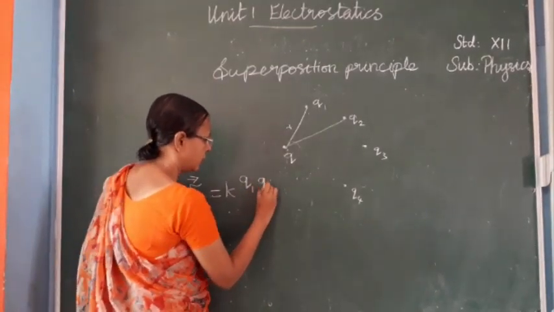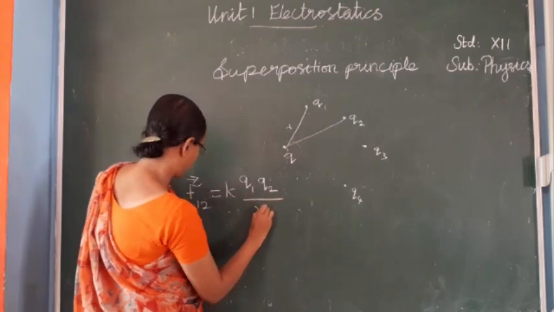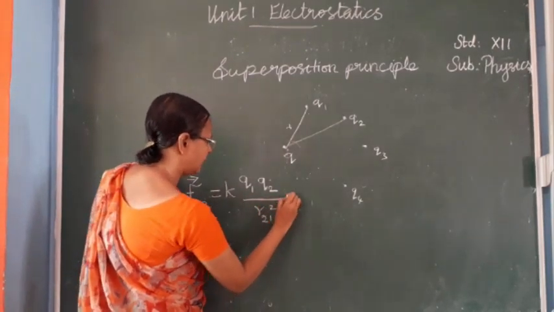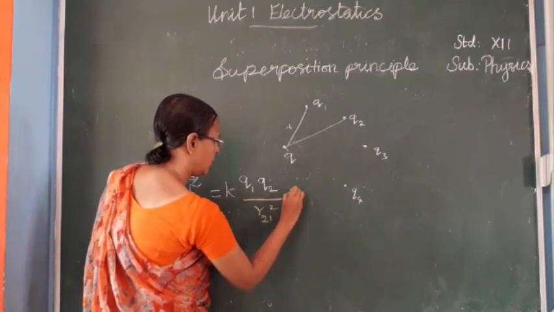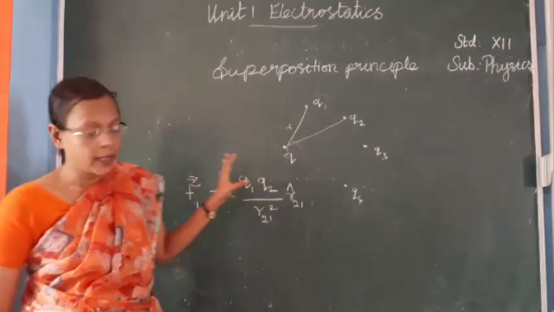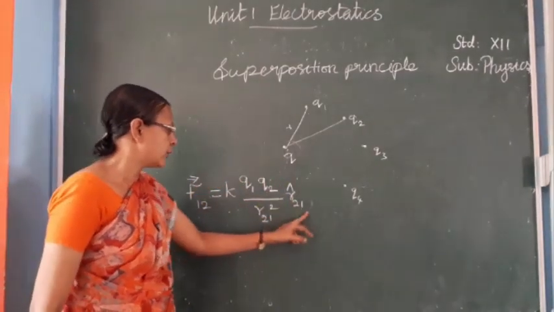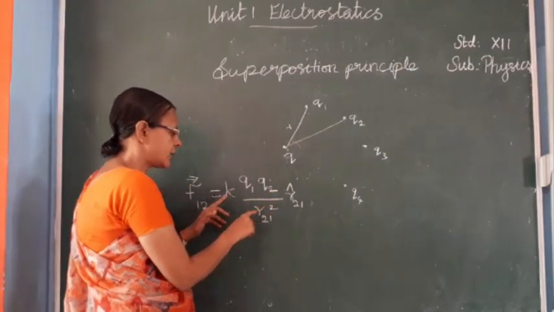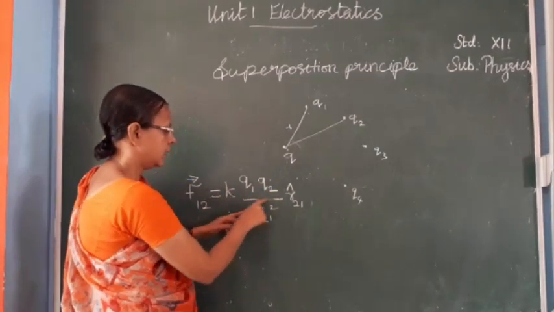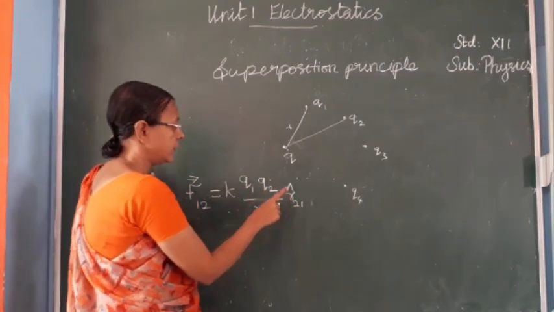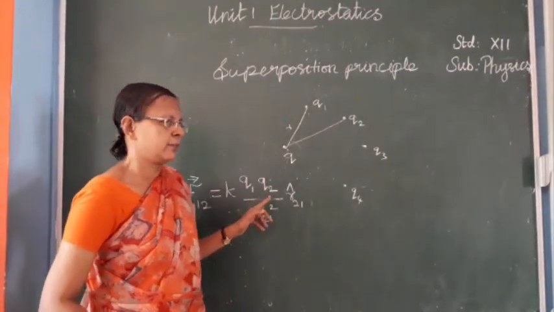So Q1, Q2 divided by R21 squared, R21 cap. Okay, so this is the formula. K is the proportionality constant, Q1 and Q2 are the charges, and R21 is the distance between the two charges. This R21 cap is the unit vector.